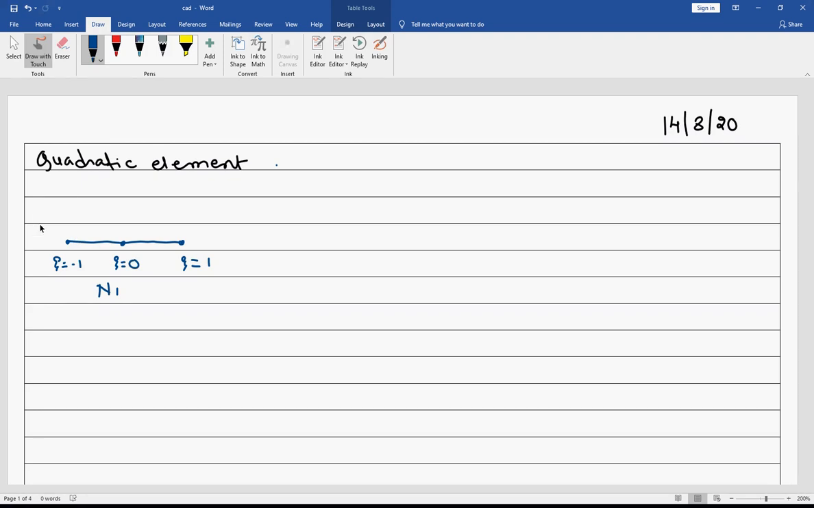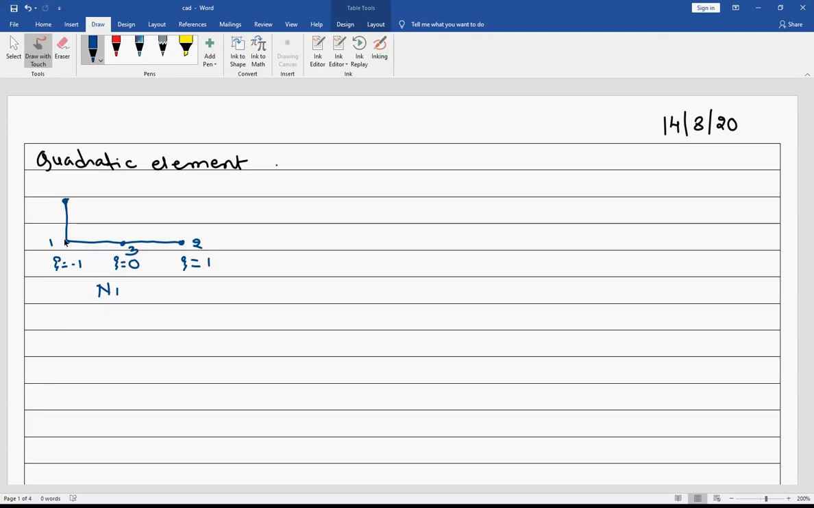Just try to refer, you will see a lot of complicated processes to get N1 and N2. I'm going to explain the simplest process, that is through Lagrange interpolation and by drawing the figure. So we are aware N1 is 1 at its own location. I can call this N1 is 1 at node 1. So this is node 1, this is node 2, and node 3 is at the center.